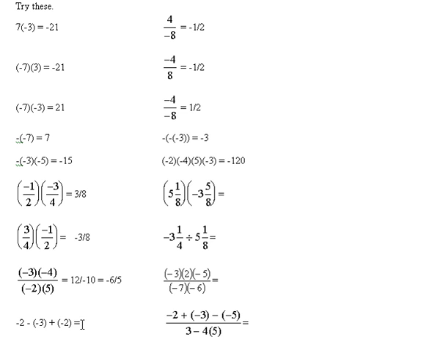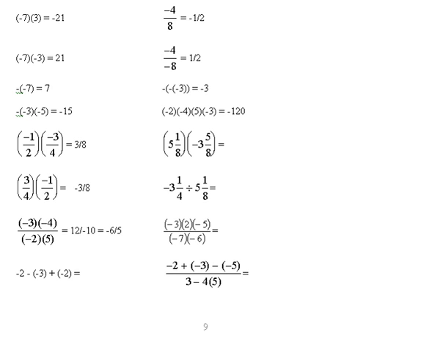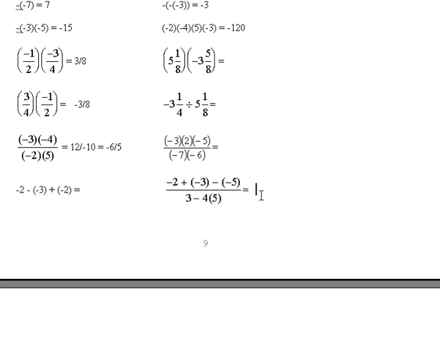Let's take a look at this one. Let's move this up a little bit. -2 minus a -3. Well, let's have a little bit of room here to do this problem. -2 minus a -3 is the same as -2 plus 3, and then plus a -2 is the same as -2, if you like to write it that way.